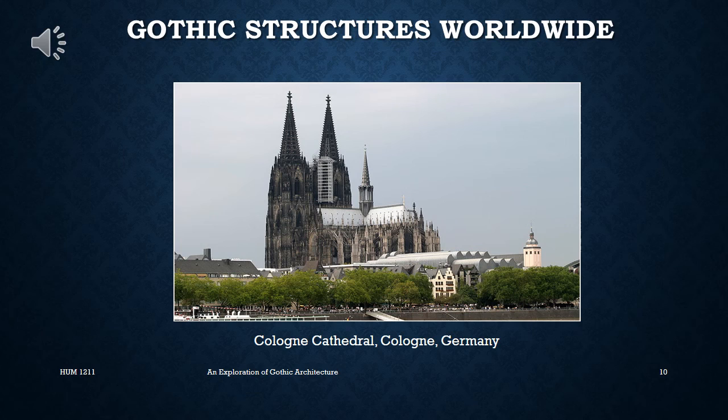The Cologne Cathedral in Cologne, Germany took about 6 centuries to complete. The construction began in 1248 and it finished in 1880. It was severely damaged in World War II by aerial raids. It started restoration in 1956 and is now restored today.